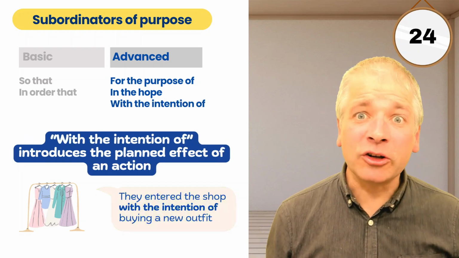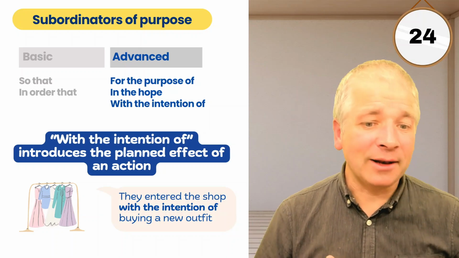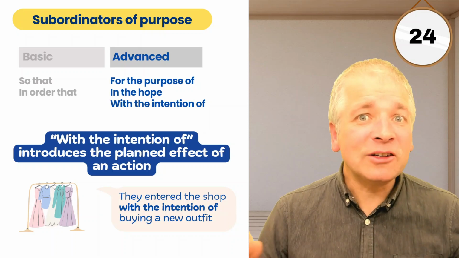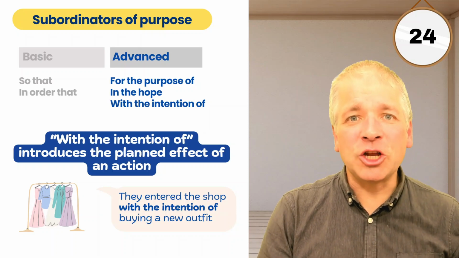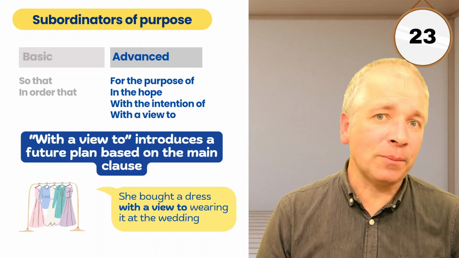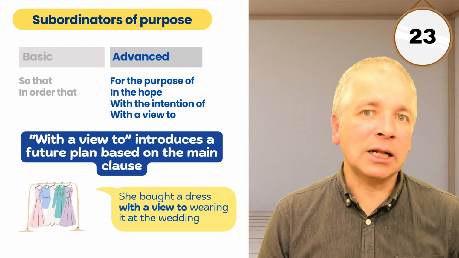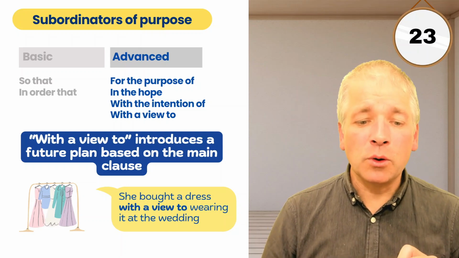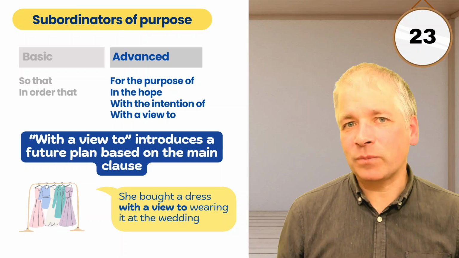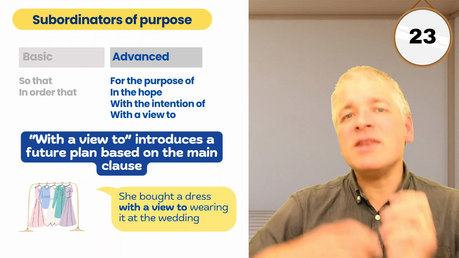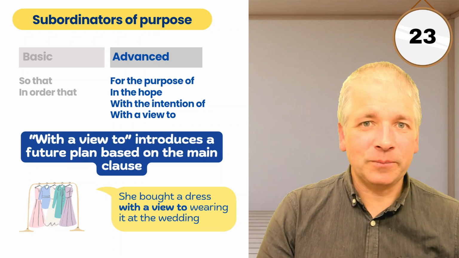With the intention of introduces the planned effect of an action. They entered the shop with the intention of buying a new outfit, and with a view to introduces a future plan based on the main clause. She bought a dress with a view to wearing it at the wedding. So she did this on one day, and the purpose was for another day in the future.